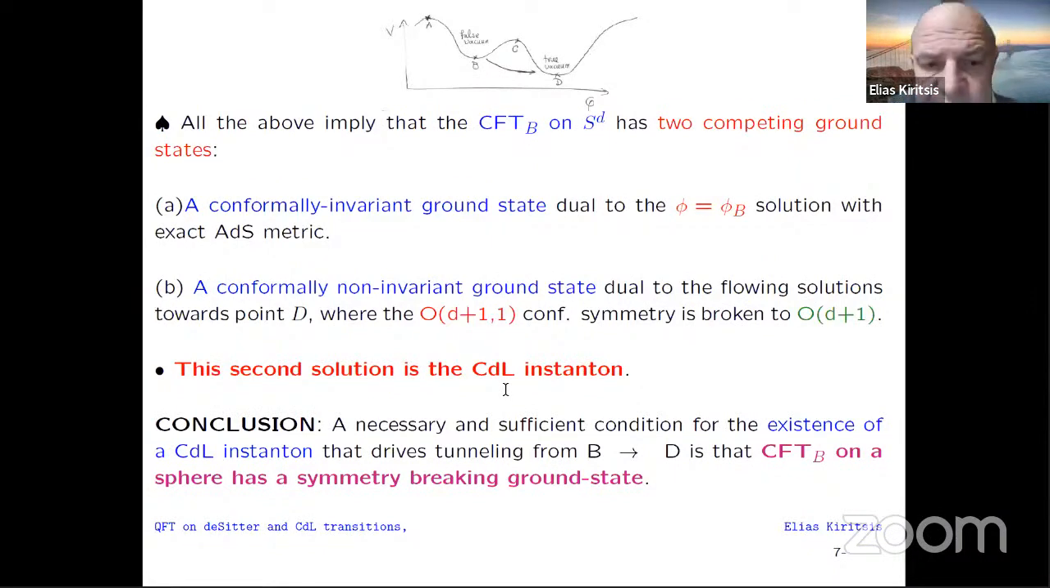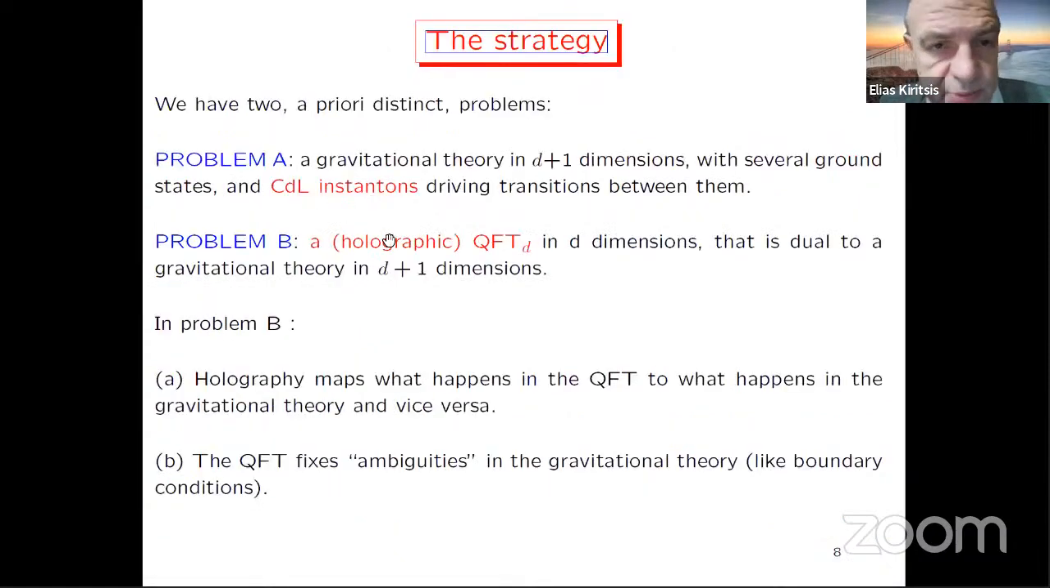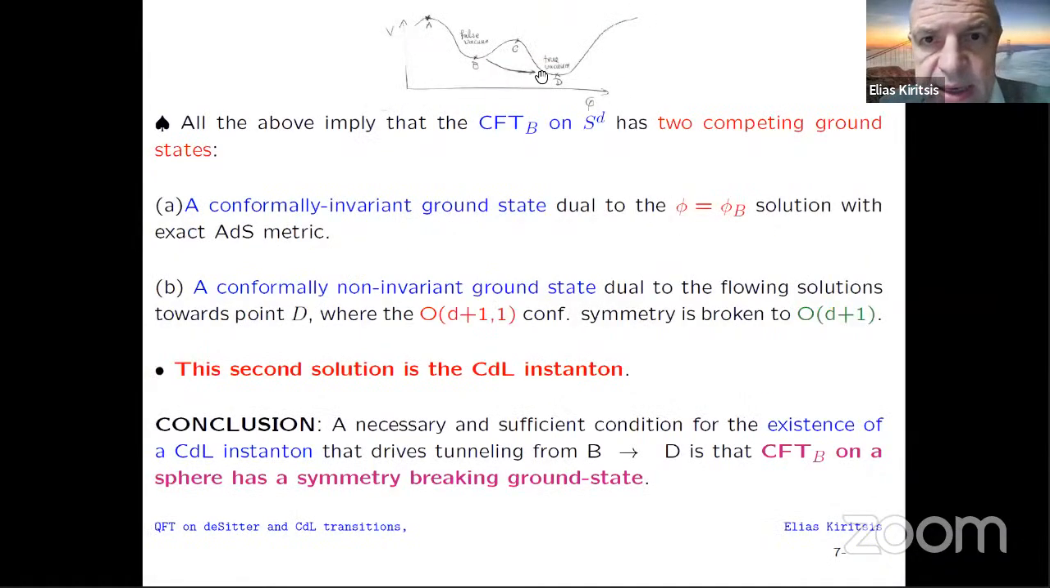Therefore, the conclusion of this discussion is that a necessary and sufficient condition for the existence of a Coleman-de Luccia instanton, which drives the tunneling between B and D, is that the dual CFT at B on a sphere has a symmetry breaking ground state. Are there any questions so far?